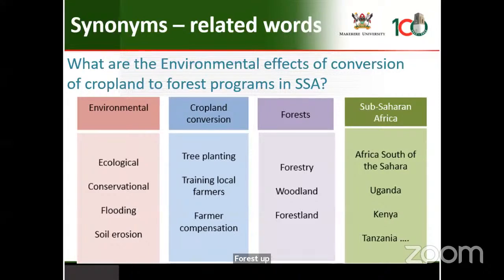Then of course, Sub-Saharan Africa, we have about 56 countries in Sub-Saharan Africa. So when you're developing the search strategy, you must include all the countries. Just saying Sub-Saharan Africa may not retrieve every study that was published in Sub-Saharan Africa. So you will have to add Kenya, Uganda, Tanzania, all the 56 must be there. And that's quite a lot of work. So I'm going to tell you how that has been solved by librarians.